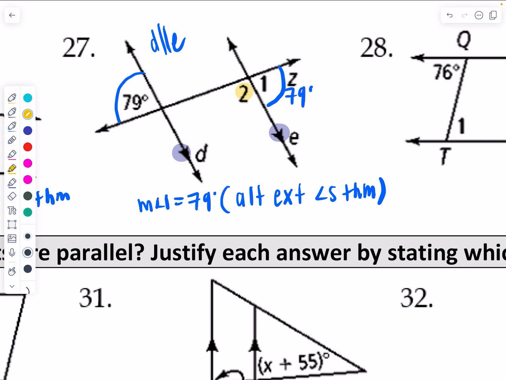Well, then what is angle 2 going to be? Angle 2 is going to make a linear pair with 79. So we're going to do 180 degrees for that whole thing. So let's do that real fast. That whole thing would be 180. And so what is 180 minus 79? That is going to give me 101 degrees. So the measure of angle 2 is going to be 101 because it is going to be a linear pair to angle 1. Okay, so once we know angle 1, now we know angle 2.